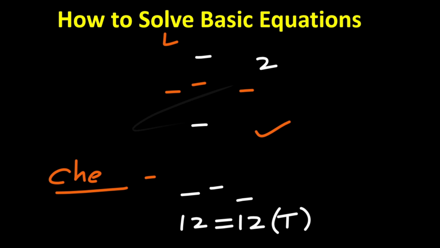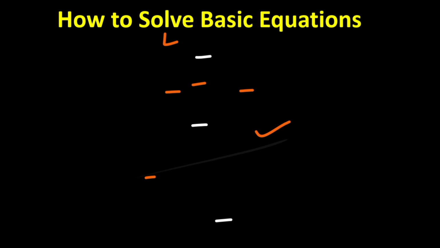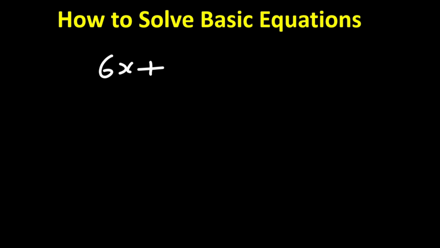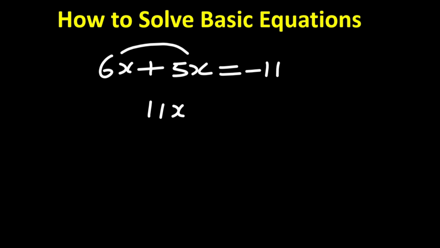Now let's solve the next question. Say we are solving another equation and let's see what is the value of x in that. So the question is 6x plus 5x equals negative 11. The question is, what is the value of x? To find the value of x, here we can just combine these two. As 6x plus 5x, we add them up. 6 plus 5 is 11. So you get 11x equals negative 11.